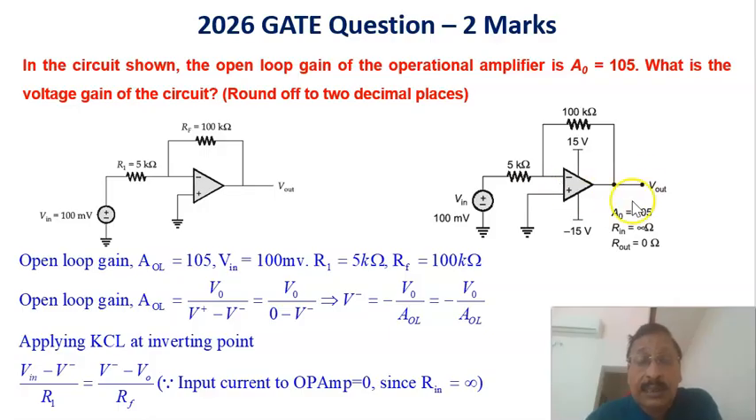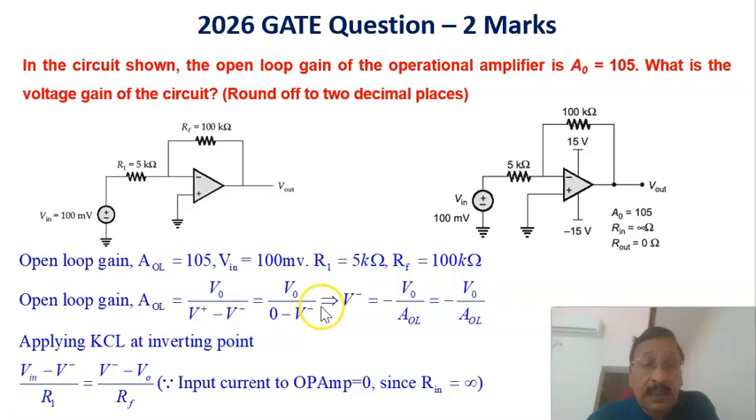The open loop gain is equal to 10^5, the input voltage is equal to 100 millivolt, R1 is equal to 5 kilo ohm, and the feedback resistance is equal to 100 kilo ohm. The definition of open loop gain is output voltage divided by V plus minus V minus. As I told you earlier, normally we assume that the open loop gain is infinity. But in this problem, it is specifically told that it is not infinity, it is equal to 10^5.